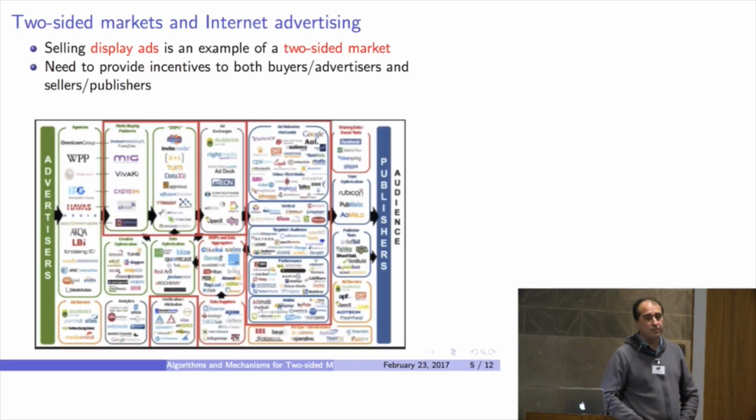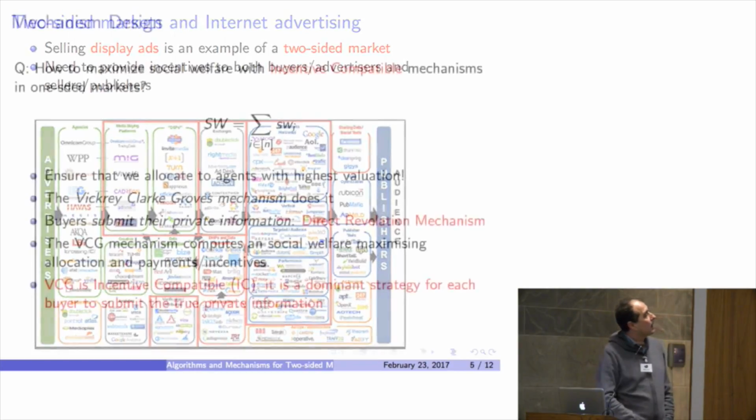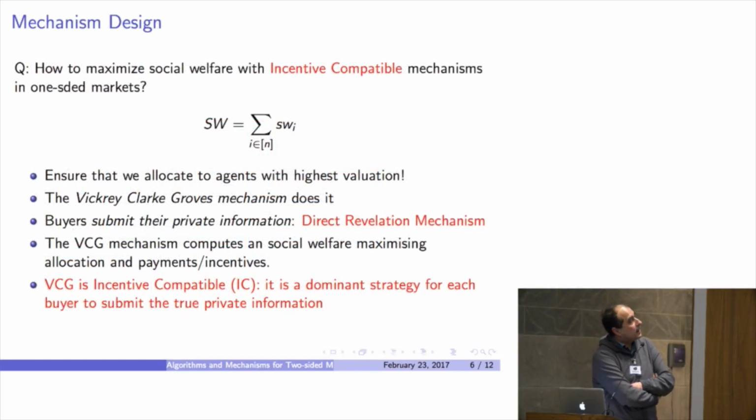Let me look more into the design of mechanisms and algorithms that can be of some use to operate these markets, starting from the standard economic theory of optimizing the social welfare in a one-sided market. The benchmark, the cornerstone mechanism, is the so-called Vickrey-Clarke-Groves mechanism, which allows us to maximize welfare in a one-sided market.